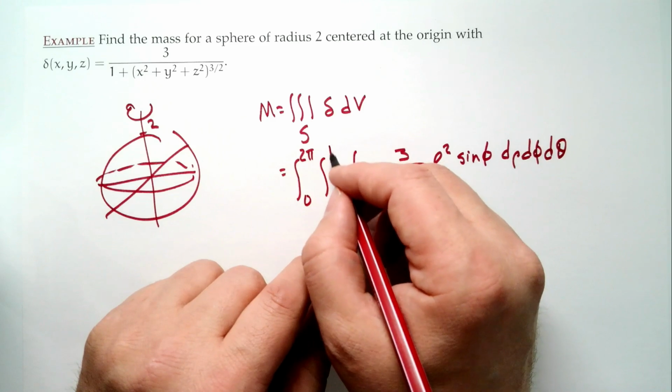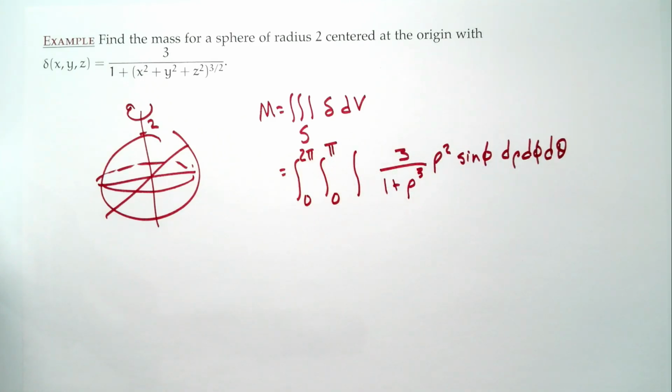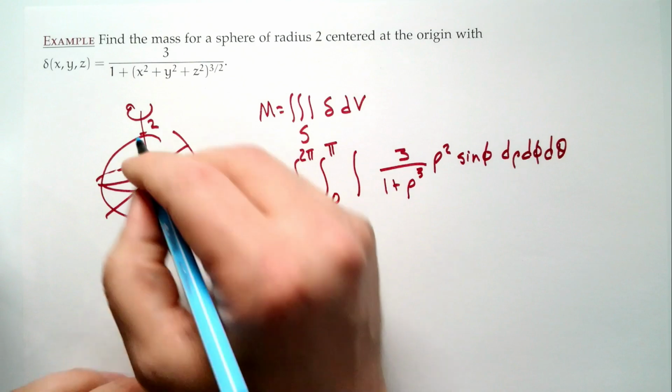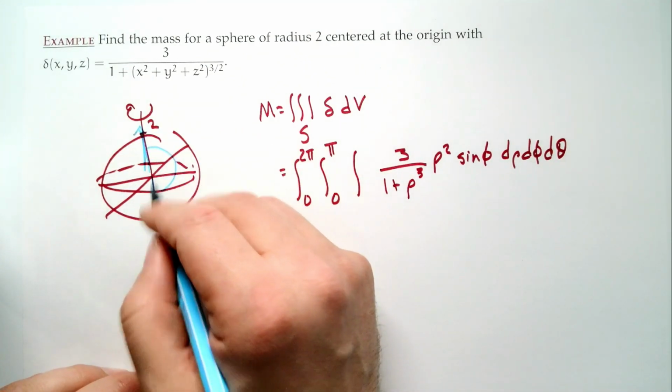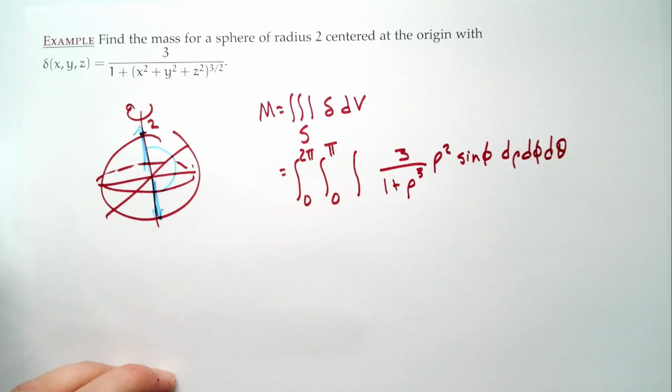0 and pi. Now, why do we stop at pi? Because when we talk about phi, we're talking about how far we come off the positive z-axis. So phi equals 0 is straight up. Then we start swinging around. At phi equals pi, we're straight down. And that's it. We don't need to go any further.